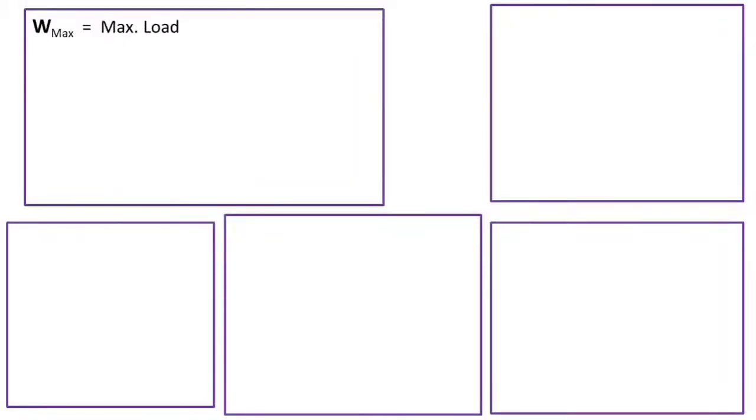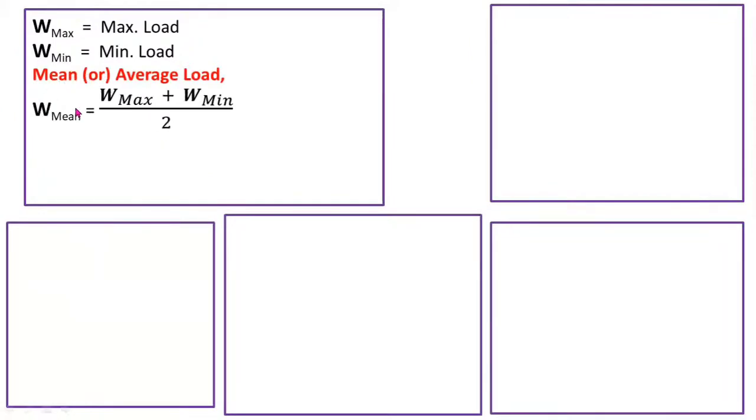Now, these are the formulas for mean and variable loads. W max is the maximum load. W minimum is the minimum load. Then the mean or average load Wm equals maximum load plus minimum load by 2.